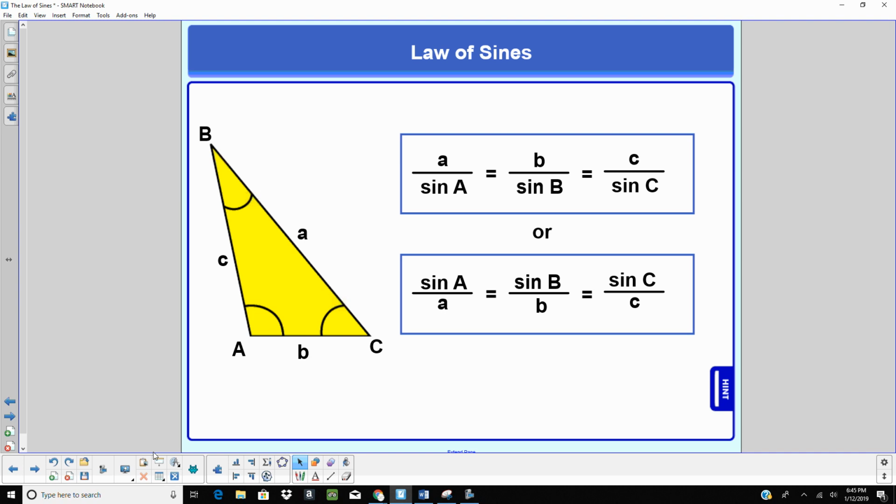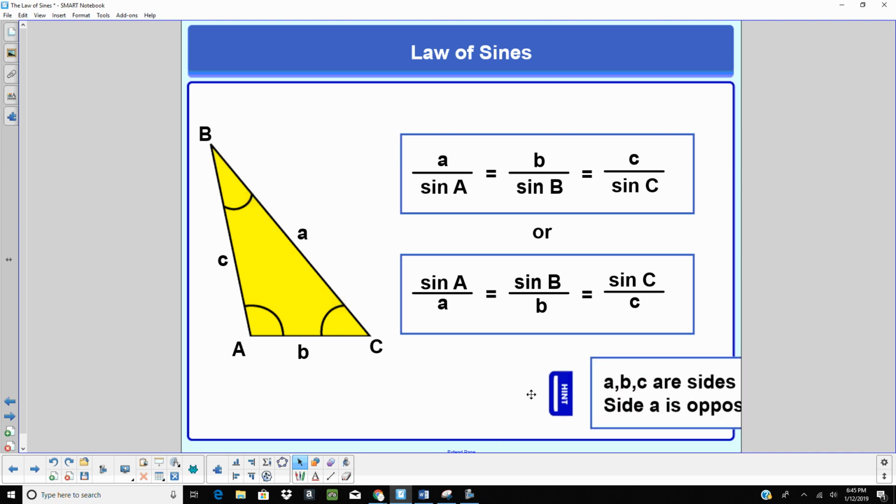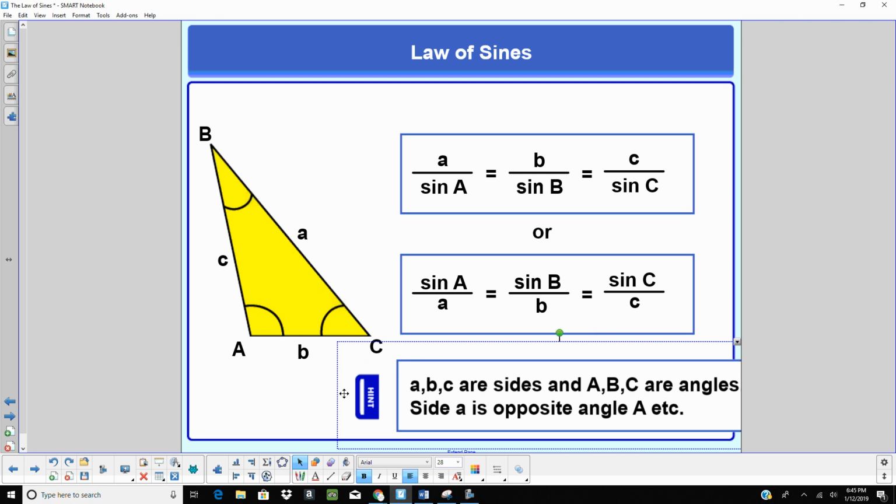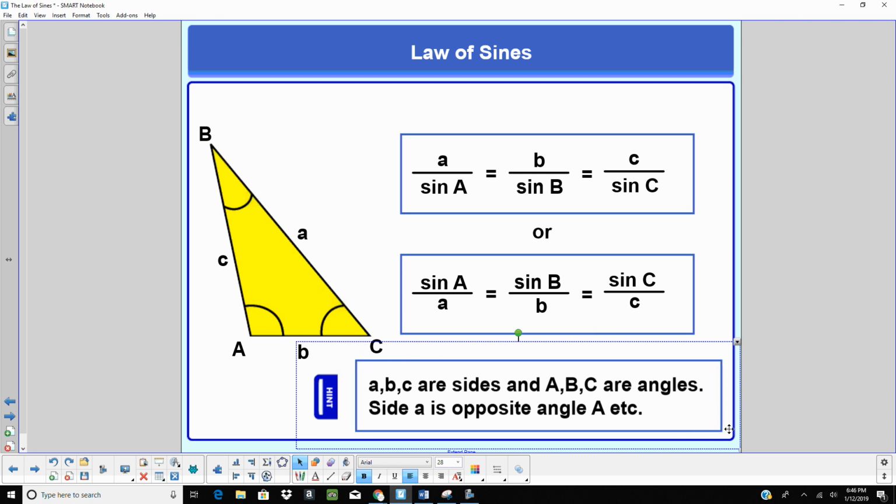It doesn't matter if you put the sine on top or in the numerator, down below in the denominator, as long as you are consistent. If you notice, we have 3 ratios here, but in order to set up a proportion, we're only going to ever have to set 2 of those up equal to each other. So you'll only need 2 ratios. All right. And this is just kind of saying what I just said. The lowercase are sides, the uppercase are the angles, and the side and the angle of the same letter are always going to be opposite of each other.